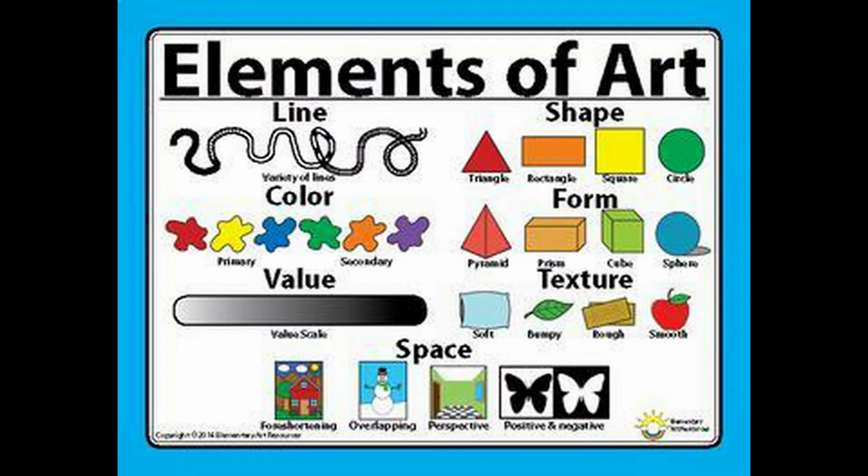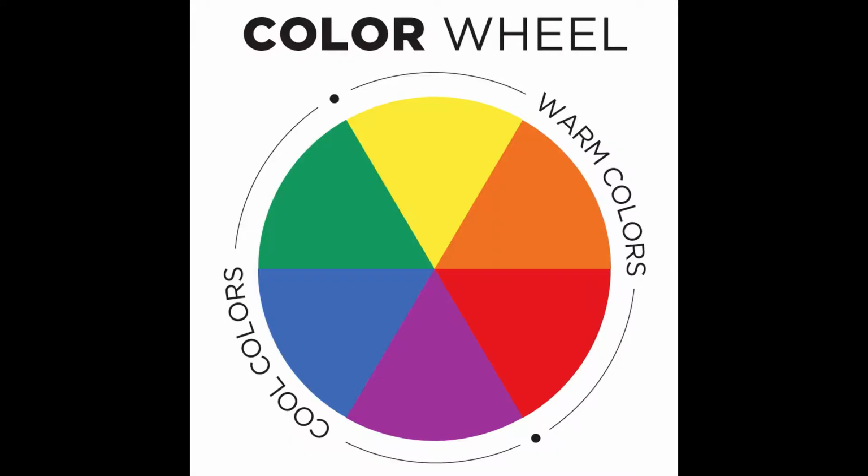All right, so we have 7 elements of art. So there's line, color, value, shape, form, texture, and space. And we've already talked about the element line, so this week we're going to focus on color. So if you want to pause the video and just review the elements of art chart, feel free to do so. But now what we're going to focus on is our color wheel. All right, guys, so here is our beautiful color wheel.